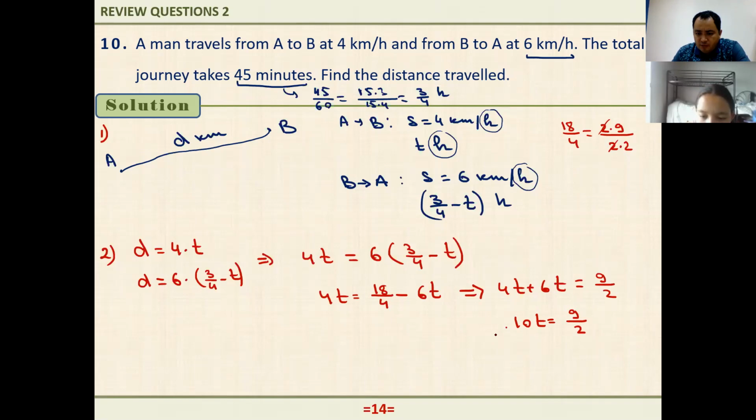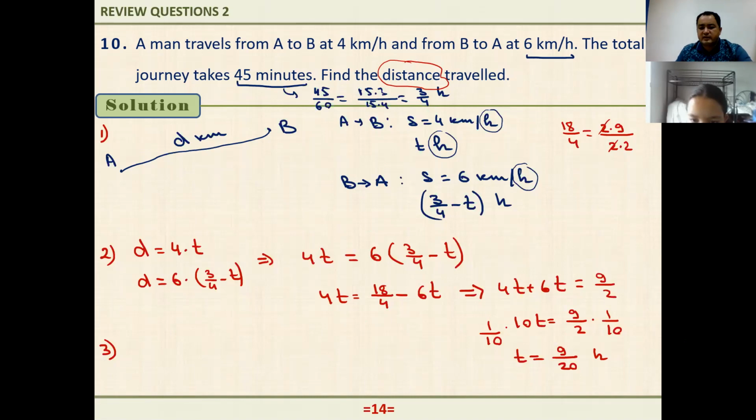Now, if you multiply both sides by 1 over 10, 1 over 10 times 10, they are reciprocals of each other. What is left here? T. How about the right-hand side? Here we have 9 over 20 hours. But what is the question? The question is we need to find the distance, not the time. Now, how can we find the distance? This is step number 3.